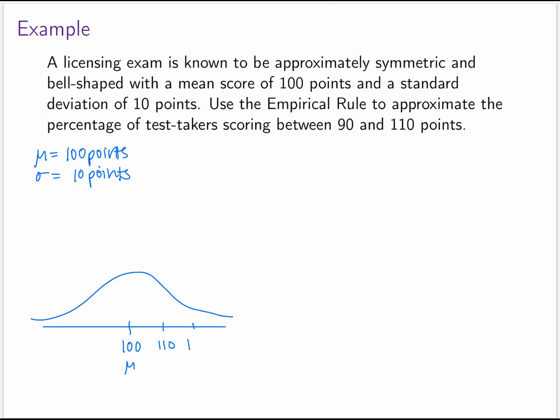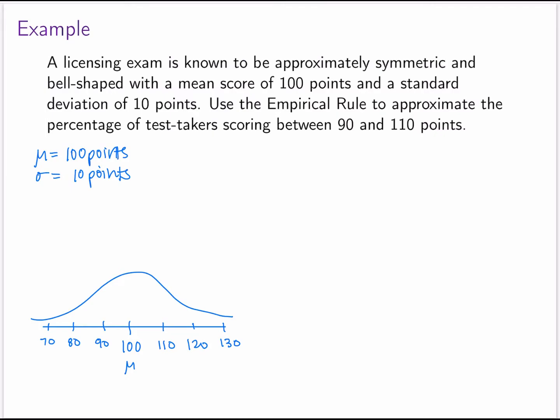Two standard deviations would be 120. Three standard deviations would be 130. I can also go backwards. Now I need to subtract 10 each time. So 90, 80, 70. Okay, think about it like that.